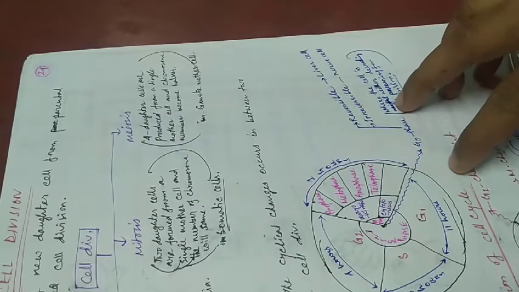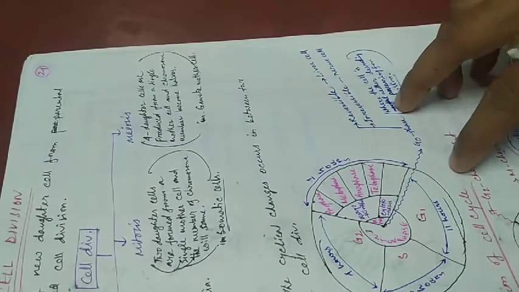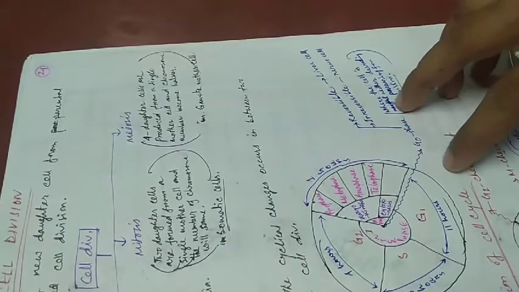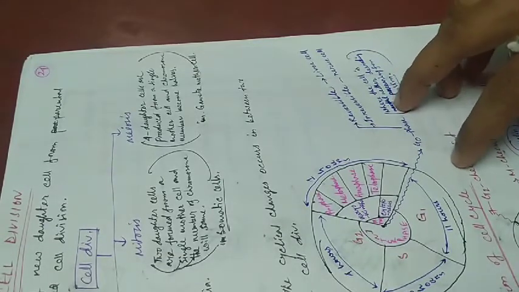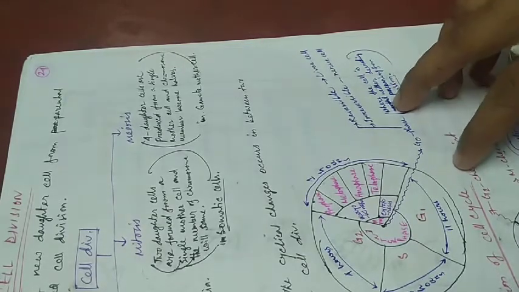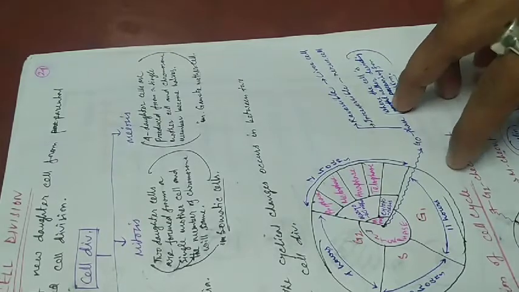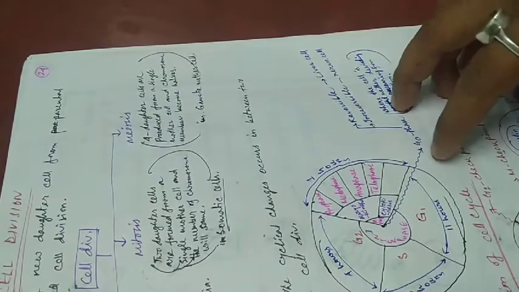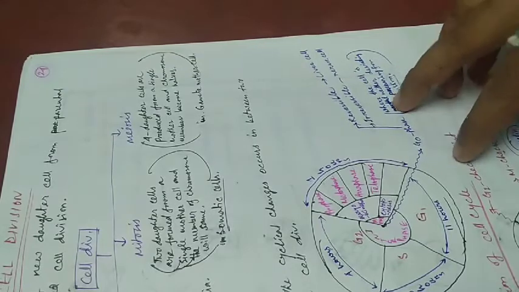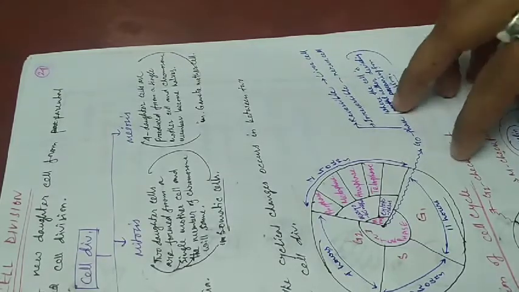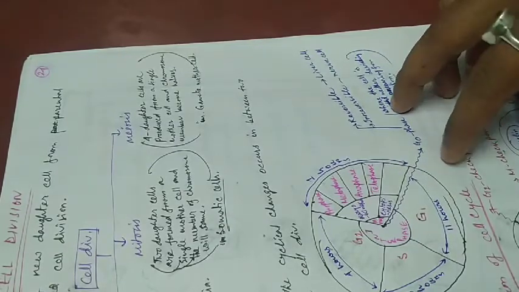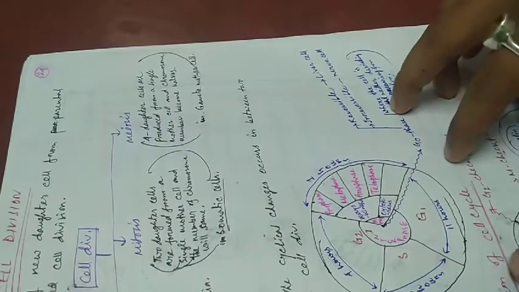And in the case of an animal cell, a furrow will form at the middle portion of the cell. The furrow elongates inwardly, and when the sides come closer and get attached, two new animal cells will form from a single parent cell. Okay, so that is the cell cycle.